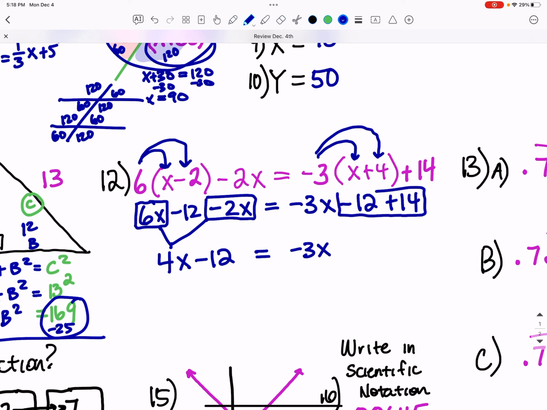18 starts at positive 1, 2, 3, 4, 5, 6, 7. So it's y equals -1/2 x plus 7. 19, it hits the y-axis at -1, 2, 3, 4. It hits the y-axis at -4. And 20 hits the x-axis at 1, 2, 3, 4, 5, 6, 7, 8, 9. Hits the x-axis at 9.